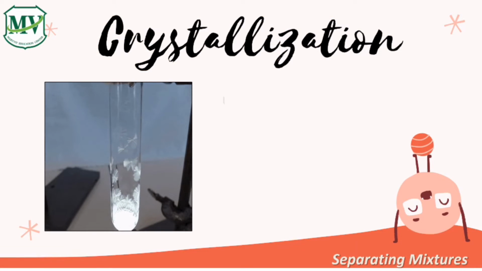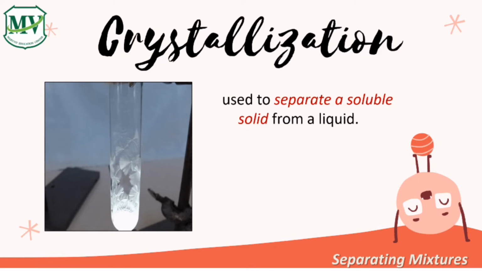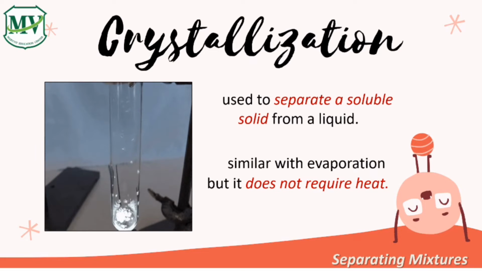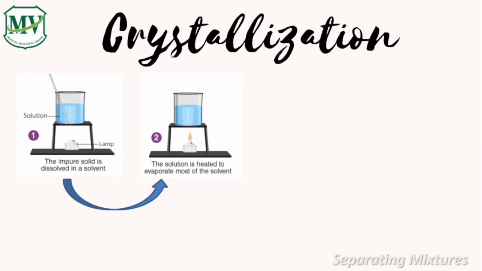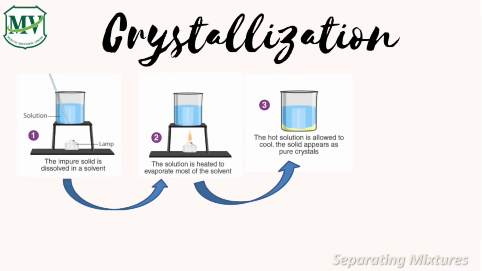Crystallization is another technique in separating soluble solid in a liquid mixture. It is also similar with evaporation, but it does not require heat. Let me show you the step-by-step process of crystallization. 1. The impure solid is dissolved in a solvent. 2. The solution is heated to evaporate most of the solvent. 3. The solution is allowed to cool. The solid appears as pure crystals.